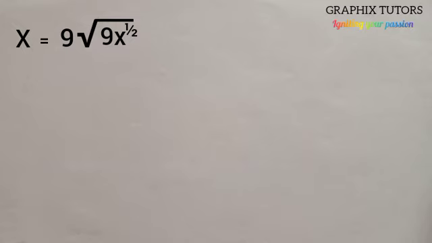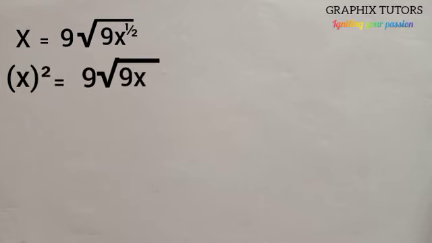How can you free that x to the power 1 over 2? You have to square both sides. In squaring both sides, I'm going to have x squared equals 9 multiplied by the square root of 9x to the power of 1 over 2, all squared. So we are squaring both sides.